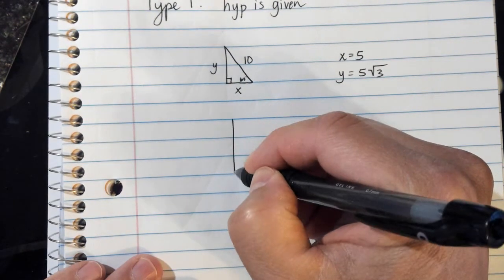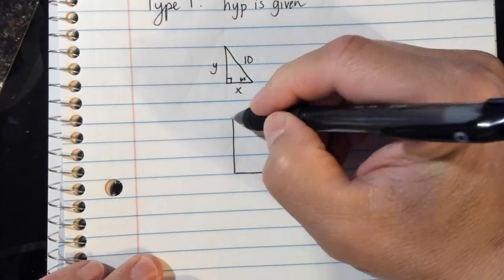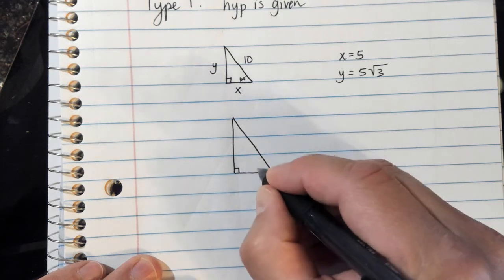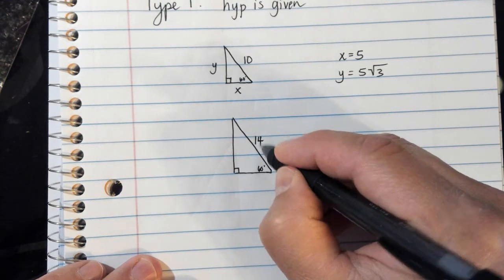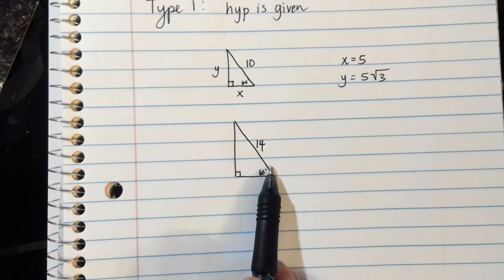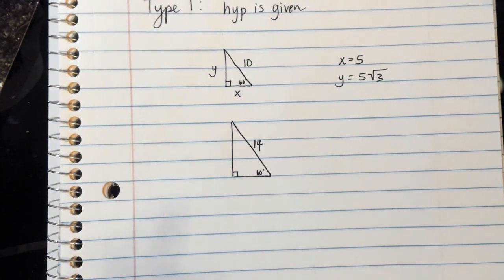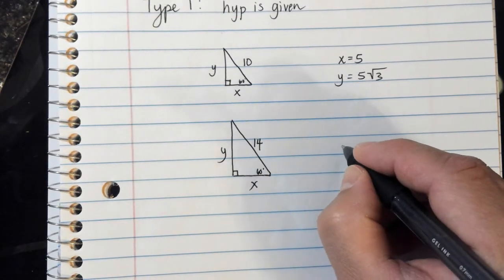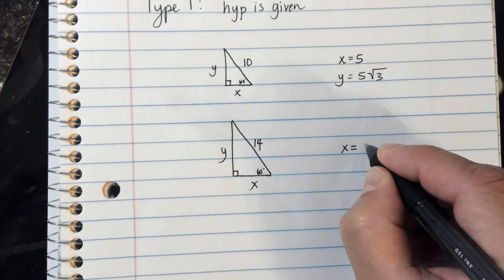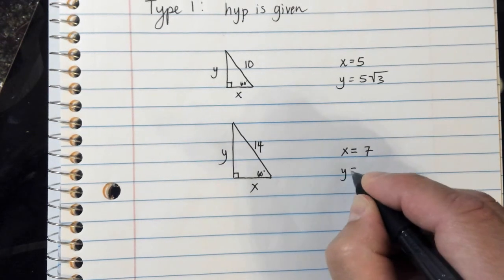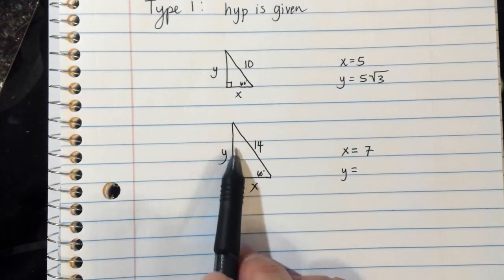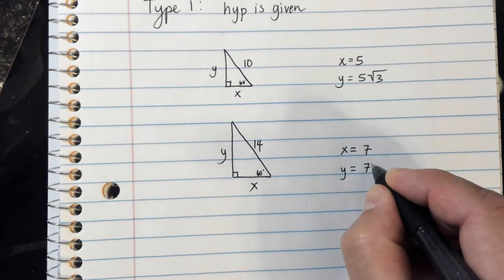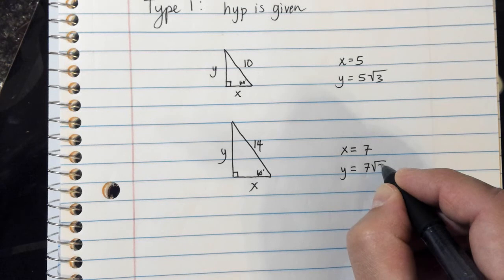One more. Let me do one more. What if I tell you the hypotenuse? Well, first let me tell you that this is 60. So now you know it's 30, 60, 90. This is 14. The small side is half as big. So the small side is 7. Do you hear my stomach rumble? And the medium side is 7, the small side, times the square root of 3.